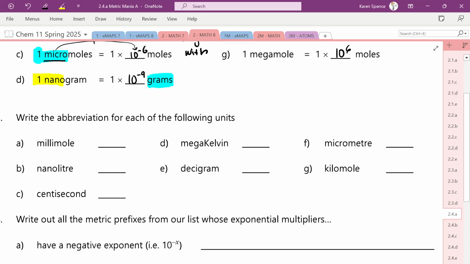Sorry. Okay. So quickly, write down all your units. Millimole, nanoliter. Do them as quickly as you can.